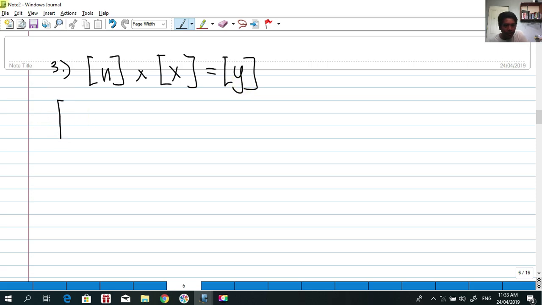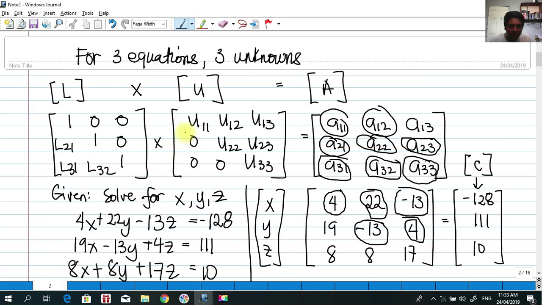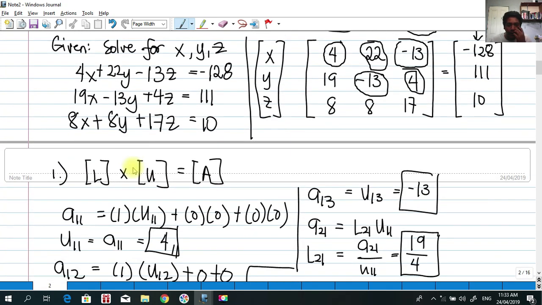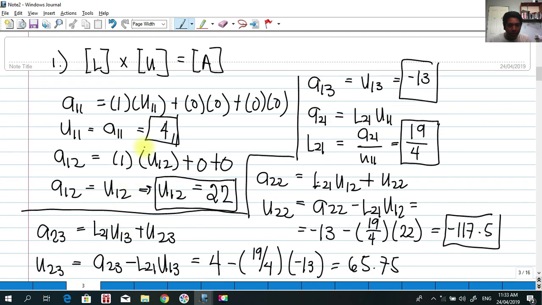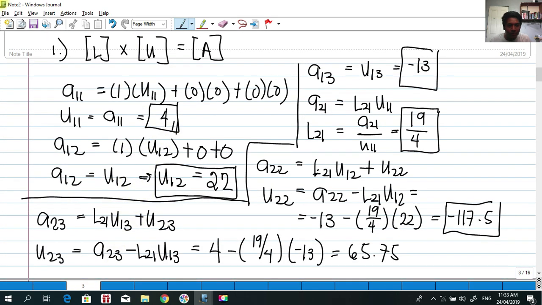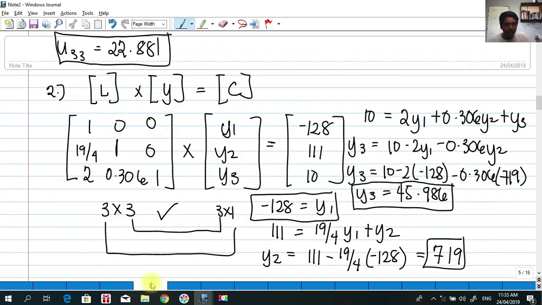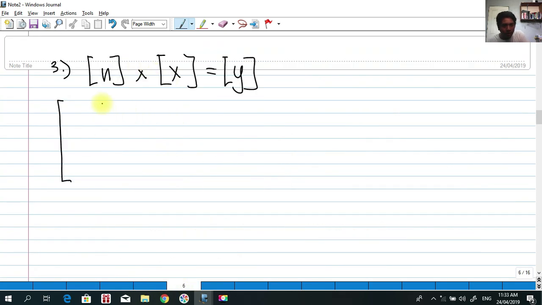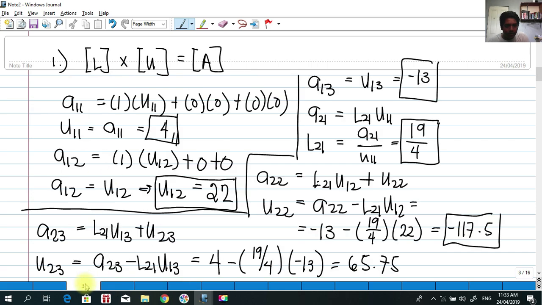Our u is composed of, again, diagonals that are non-zeros. If we look at it, we have u11, u22, and u33 here, then u12, u13, and u23, of which we have already calculated the values. So we have u11 is equal to 4. Let me just write. U11 is equal to 4. U12 is 22.